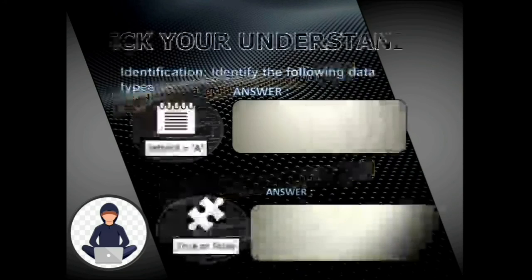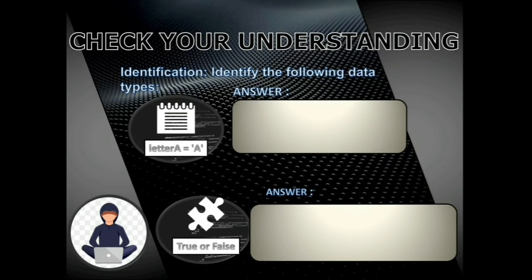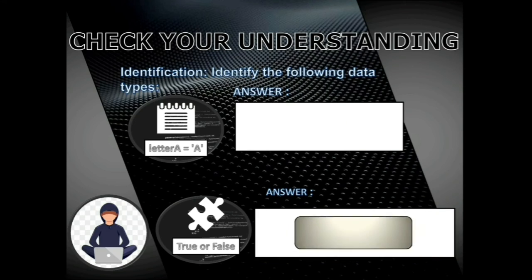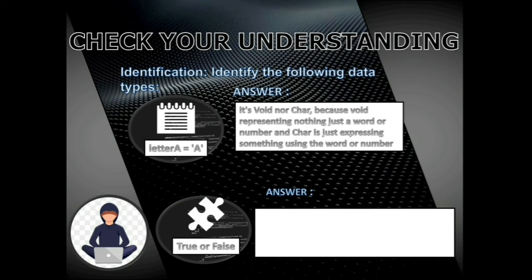Now, we will check the understanding in the picture. It says, check your understanding. Identification. Identify the following data types. Letter A is equal to A. Answer: it's void, no, char. Because void represents nothing, just a word or number. And char is just expressing something using a word or number.